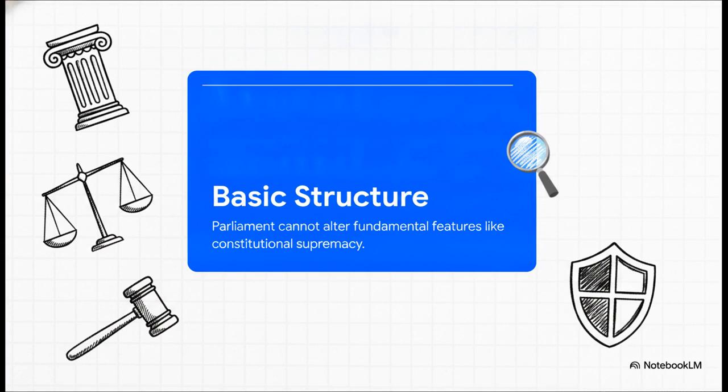This holding birthed the famous Basic Structure Doctrine. The rule they laid down is that Parliament cannot alter or destroy the fundamental features, the basic structure of the Constitution. This means concepts like constitutional supremacy, the rule of law, the separation of powers, and federalism are permanently protected. They cannot be legislated away, ever.